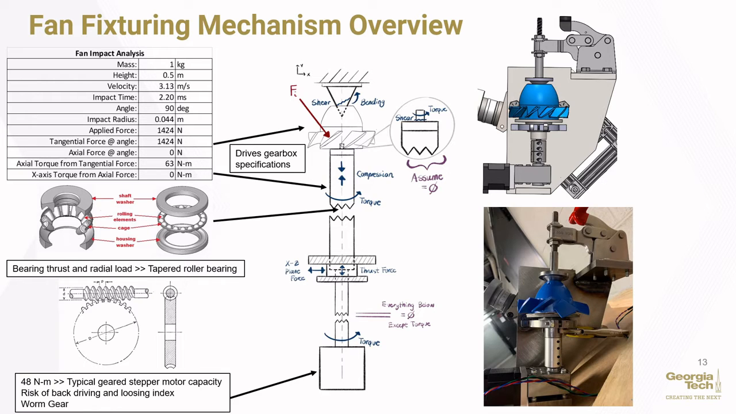One of the primary concerns is the protection of the stepper motor and gearbox. A worm gear was selected for this reason, as backdriving is prevented in a worm gear, thus protecting the motor fully from backdriving torques.